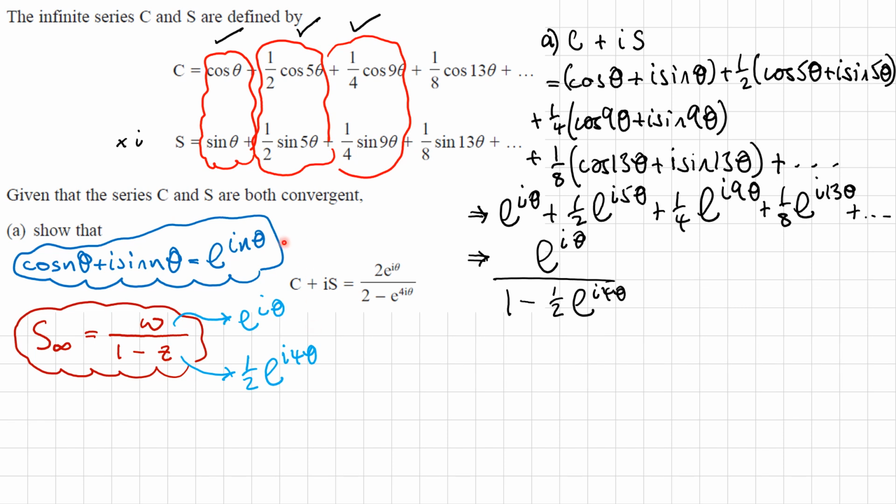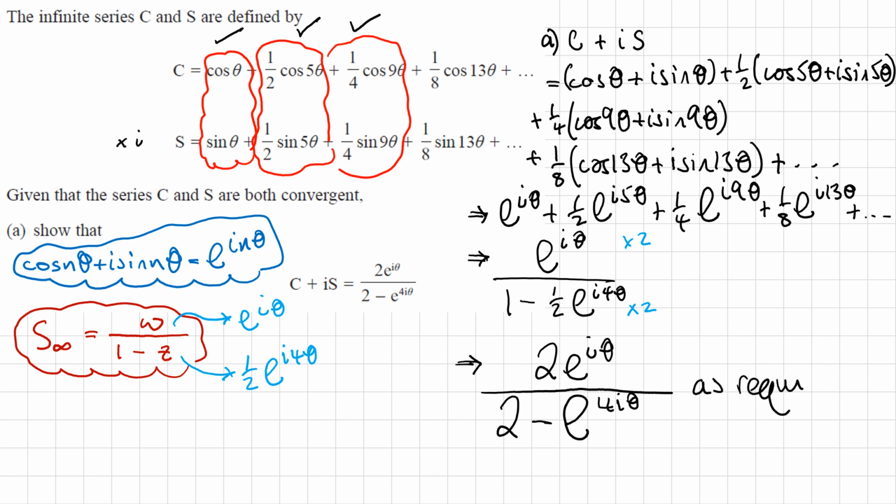Now we've almost got what we want. The way to get to that last step is just to multiply the top and the bottom of this fraction by 2, and we'll get 2e to the i theta over 2 minus e to the 4i theta. I've written it as e to the 4i theta; always write it in the form that they have, so we'll just swap the 4 and the theta around, and then we get exactly what they want, as required.